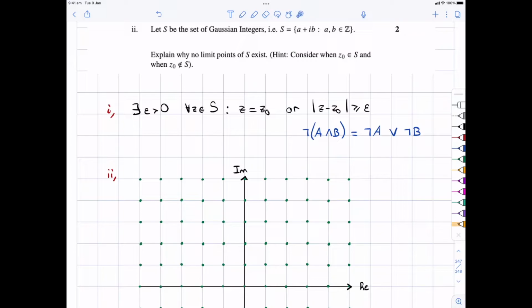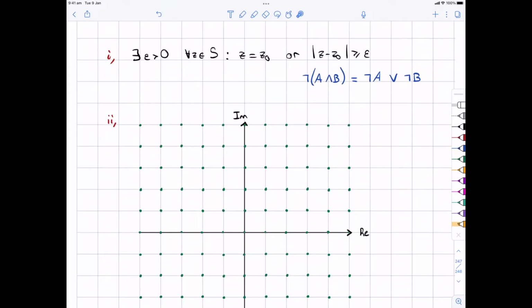So what we're trying to do is show it's not a limit point, which means we're trying to show this condition is true. Now, we need to try to understand what this condition is saying. So let's go through it. It's saying that there exists an epsilon greater than 0 such that for all values of z in S, either z is not equal to z0, or the modulus of z minus z0 is greater than or equal to epsilon.